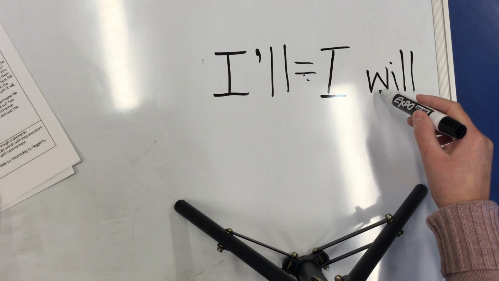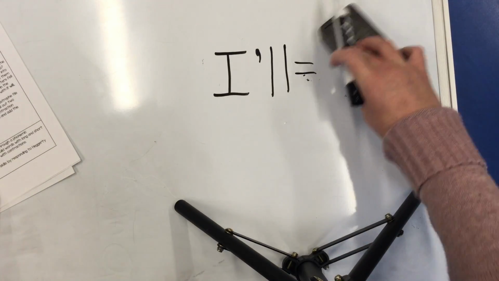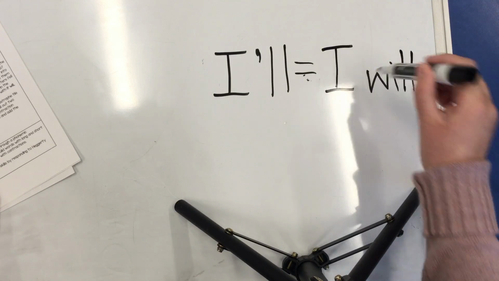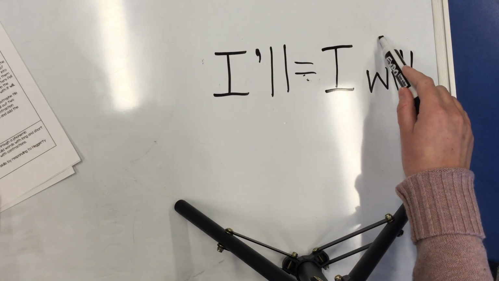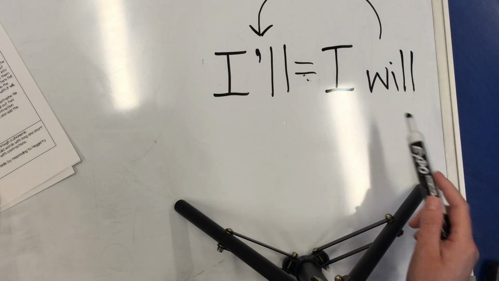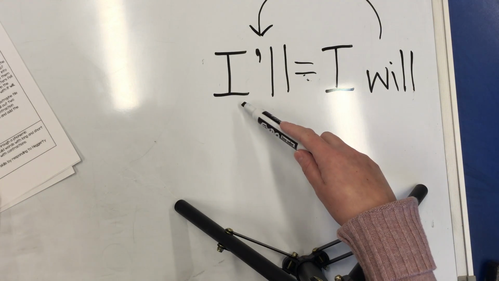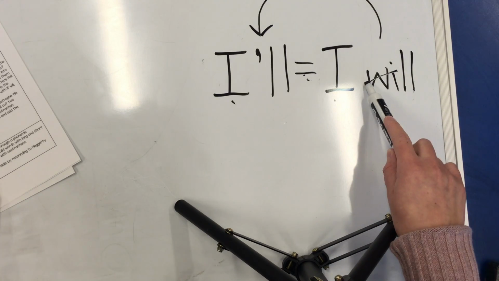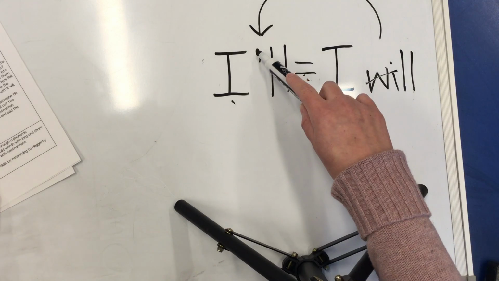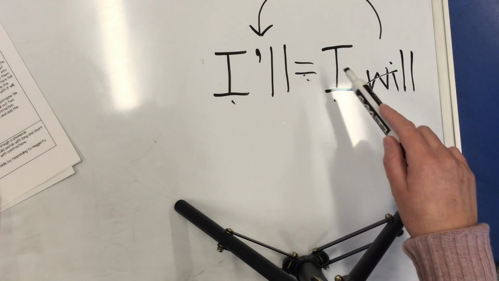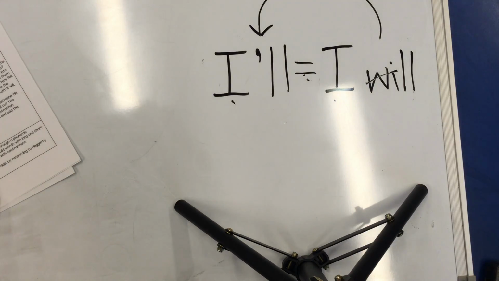I will. Let me redo this I. It looks a little weird. Okay, so I will is the same as I'll. It's a short way to say it. So remember, when we're writing our contraction, we write out the first word, I, and then we're taking off the W and the I because we don't hear it, and we're putting the apostrophe there, and then it'll be LL. I'll is the same as I will.